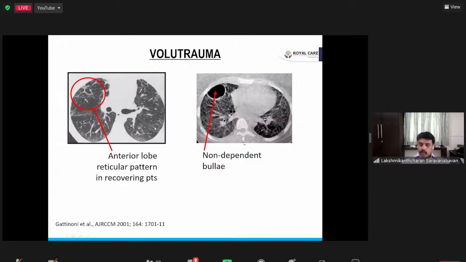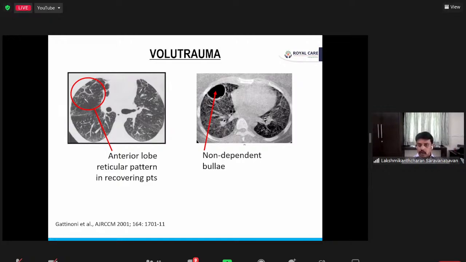This amount of volutrauma was evidently proven by Gattinoni et al. in a study that was done in 2001 when they started doing CT scans for all the patients with ARDS. In the patients who recovered from ARDS, they found that there was a lot of anterior lobe reticular pattern, and some of them even had non-dependent bullae. This means that there is some amount of volutrauma that has happened to this anterior or the ventral portion of the lung, which predominantly will be a normal lung in an ARDS.